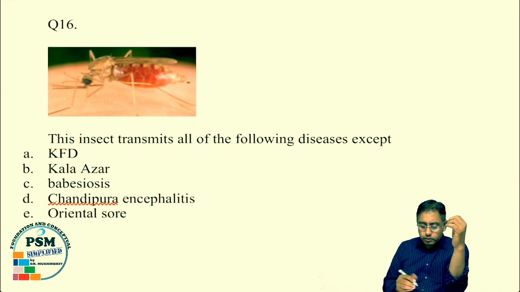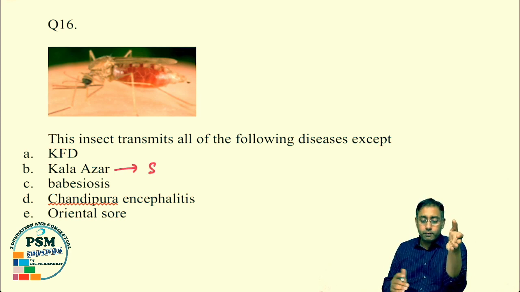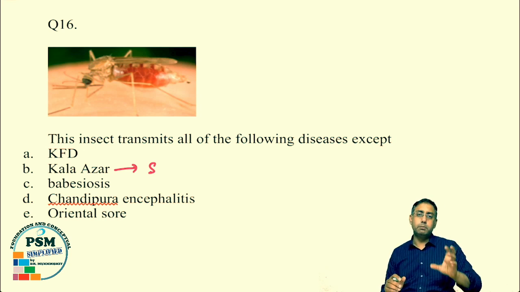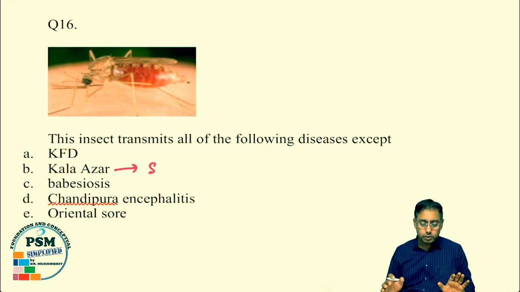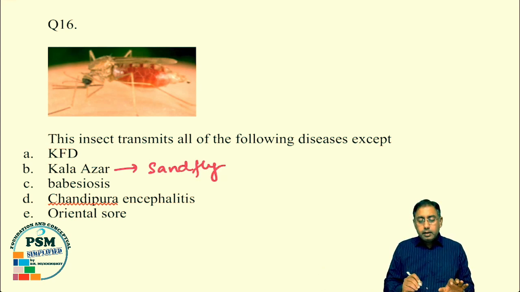Kala azar is one answer, which is transmitted by a sandfly. This looks like a sandfly, right? I think we have done in the class how to identify a sandfly. A sandfly would be a hairy insect. It will have a lot of hair, and it is smaller than a mosquito. It is not at all a mosquito. So this is a sandfly. So Kala azar is a sandfly-borne disease.